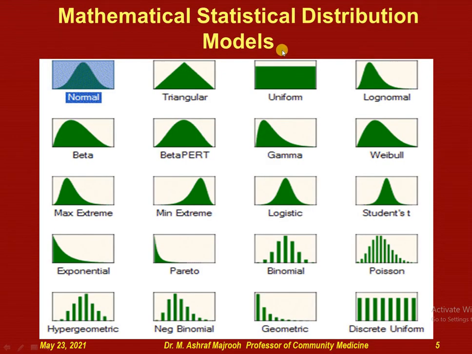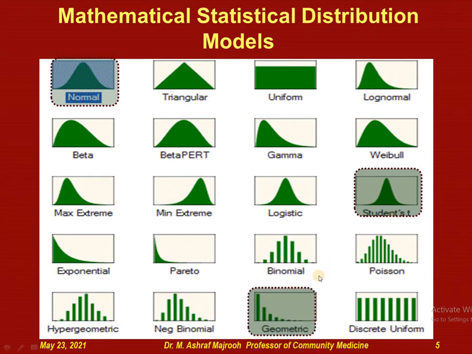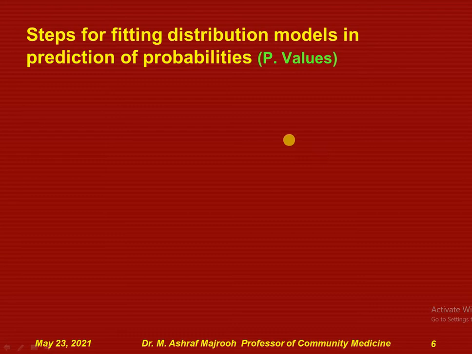So, mathematical and statistical distribution models. There are more than 20 statistical distribution models which are particularly named as normal, beta, beta pert, gamma and so on. But we will discuss in detail in this session about the normal distribution. Then we will discuss the properties of student t distribution and properties of binomial distribution and Poisson distribution. So, steps for fitting distribution models in prediction of probabilities or p-values. This is very important to learn about these steps where we fit the statistical distribution into mathematical models.